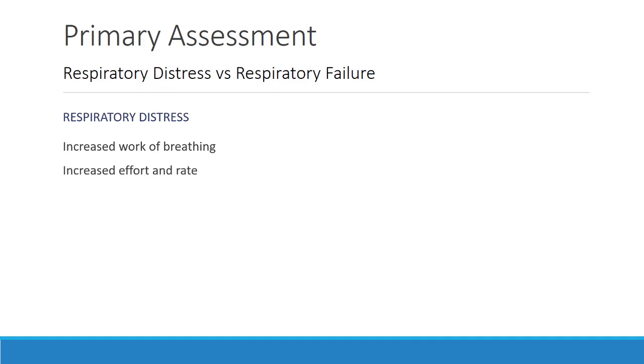Respiratory distress has an increased work of breathing, which means that someone is working harder to breathe than they normally would. They have an increased effort and rate as well. So they're going to be working hard. This is when you might see someone's chest really heaving to try to breathe. They're using accessory muscles, which we'll see here in a minute. They're breathing usually faster than what they would normally breathe.